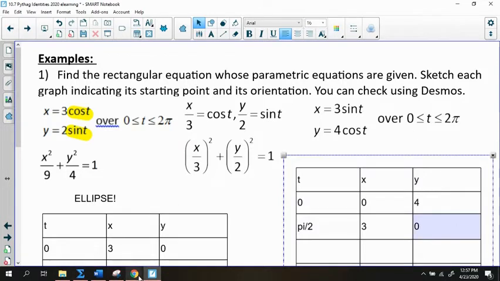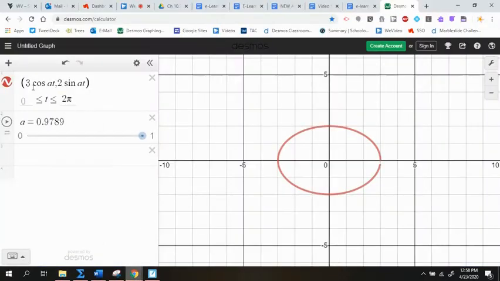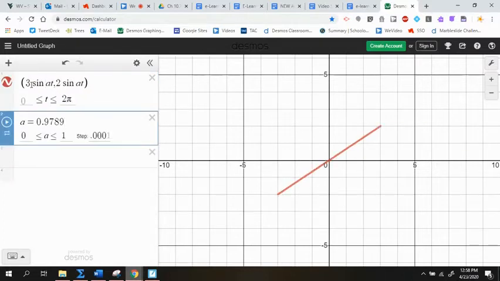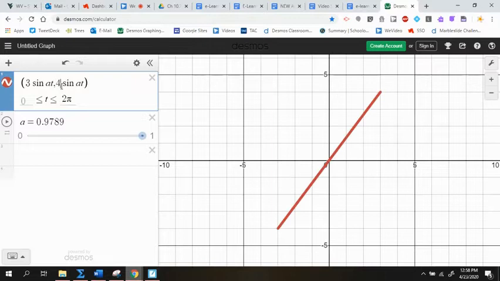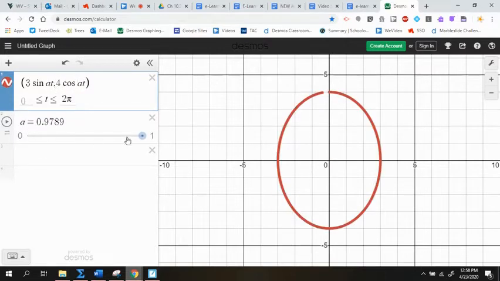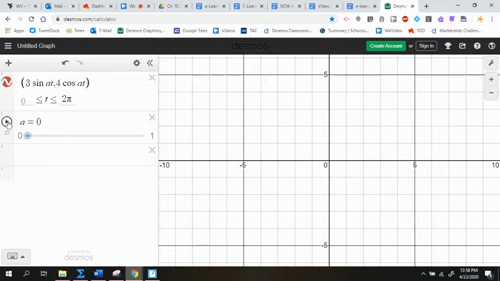So let me have Desmos graph this for us. So this was 3 sine, and then 4 cosine. And let's start this thing over so you can see it. So there it is at the top starting point, going around clockwise.